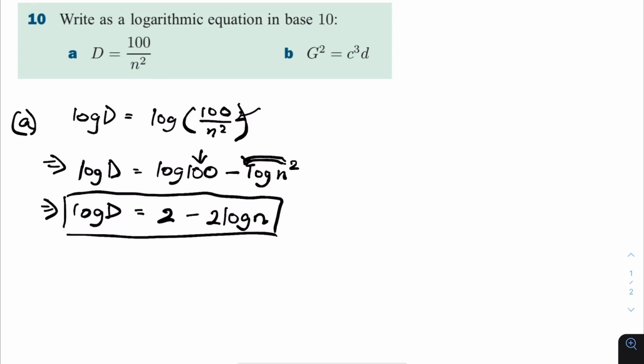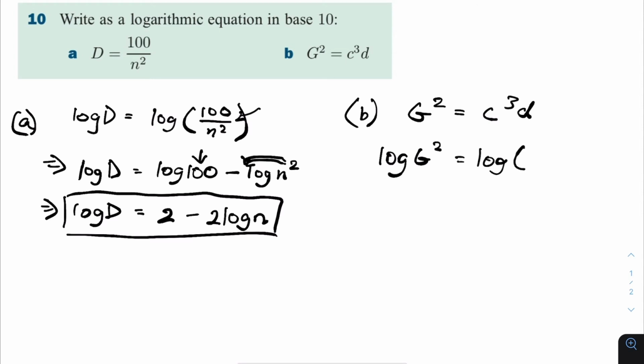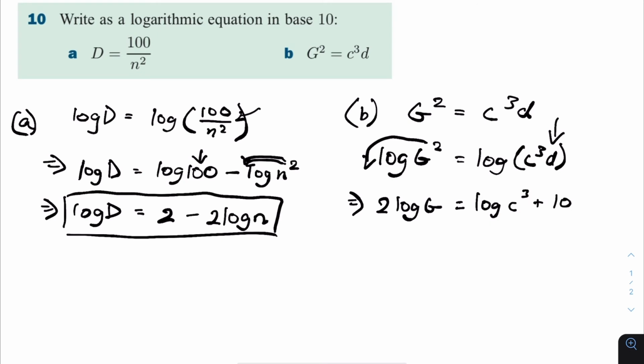Wait, let me just write this as question A. So g squared is equal to c cubed d. Well, we can obviously do the same thing like we did last time and give log g squared is equal to log, and then brackets c cubed d. And notice again that they've used another rule. They've used the addition rule this time. Oh, and additionally, you can write this power here. So it can become 2 log g is equal to, and then we can use the addition rule, which is log c cubed plus log d.